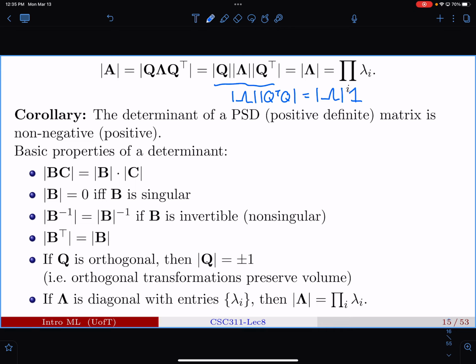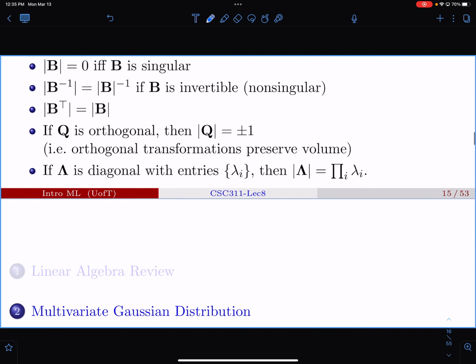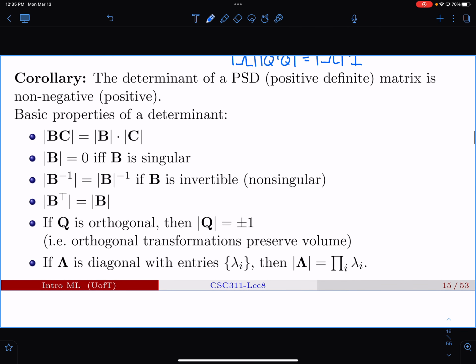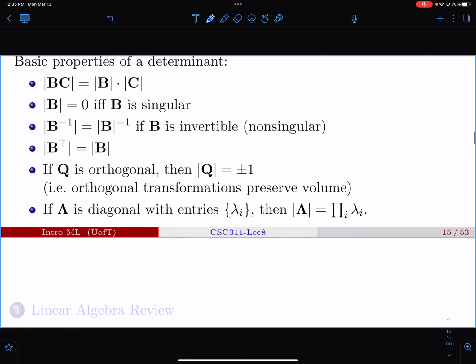Yeah, I think the rest of these properties we'll just use if we need them. I don't think we necessarily need all of them. Okay, so that's a good amount of linear algebra review.